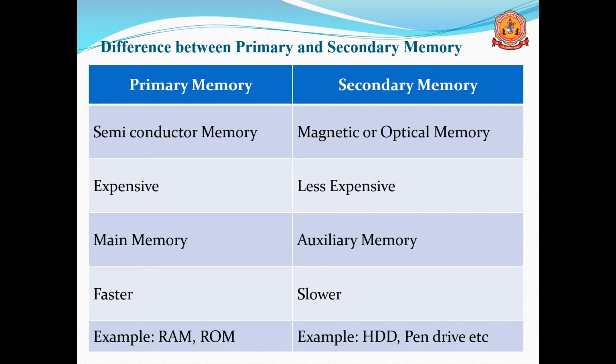And if you compare access speed, access speed of the primary memory is faster and secondary memory is slower. Then primary memory examples you can give are RAM and ROM. RAM, random access memory. ROM means read-only memory. These are the examples for primary memory. And secondary memory examples are HDD, hard disk drive, pen drive, then SD card. These are the examples for secondary storage.